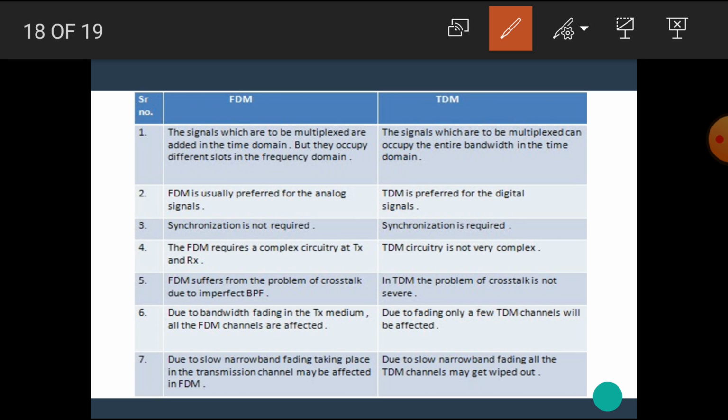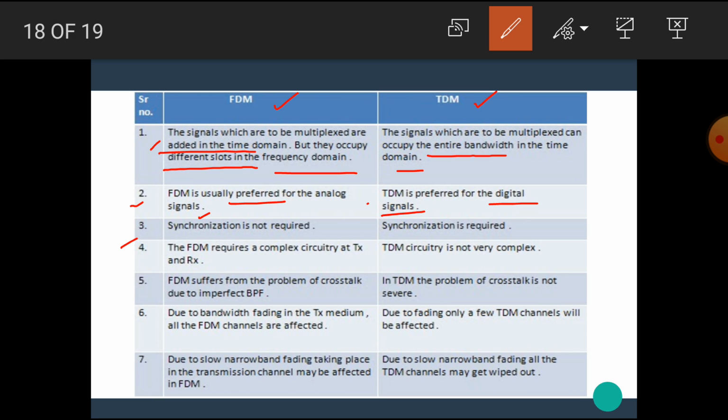Let's see the detailed difference between frequency division multiplexing and time division multiplexing. The first difference is that in FDM, the signals which are to be multiplexed are added in the time domain, but they occupy different slots in the frequency domain. Okay. In TDM, the signals which are to be multiplexed can occupy the entire bandwidth of the time domain. FDM is usually preferred for analog signals, while TDM is preferred for digital signals, and in TDM we can also transmit the analog signal. Okay.